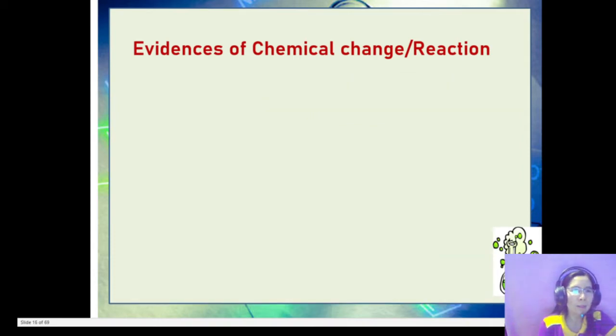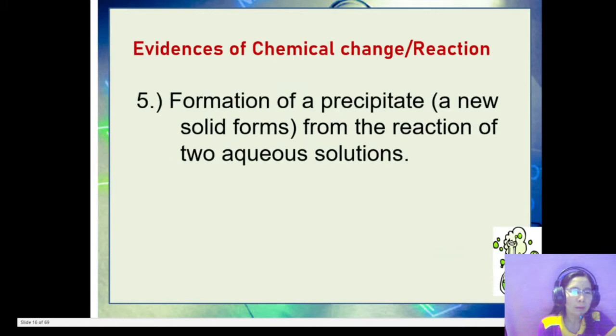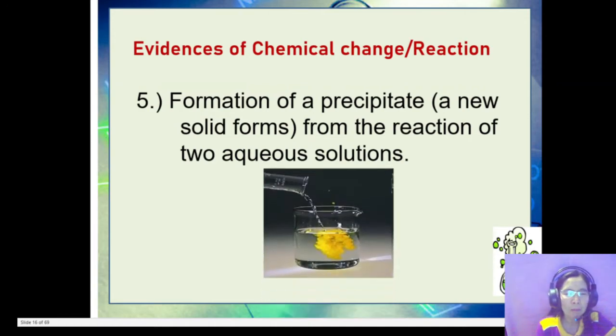What do you think is the other evidence of chemical reaction? Yeah, very good. Formation of a precipitate, or a new solid that forms from the reaction of two aqueous solutions. For example, in the picture, we have a new solid forming, yellow in color. So it's a precipitate brought about by the reaction of aqueous solutions. So here we learn the 5 evidences of chemical reactions or changes.